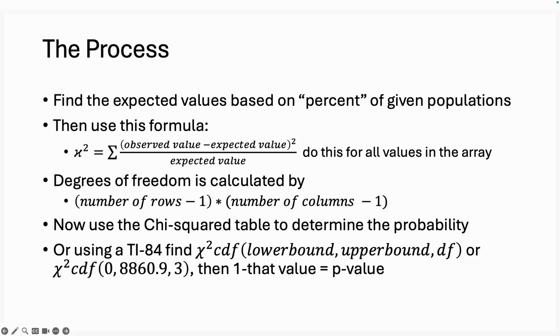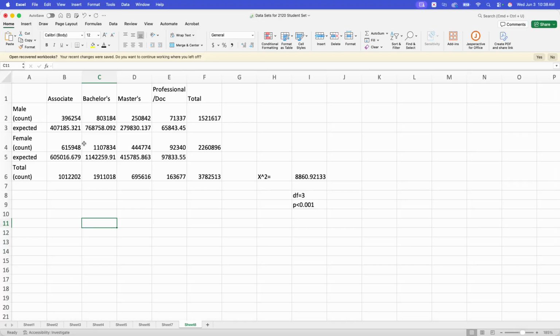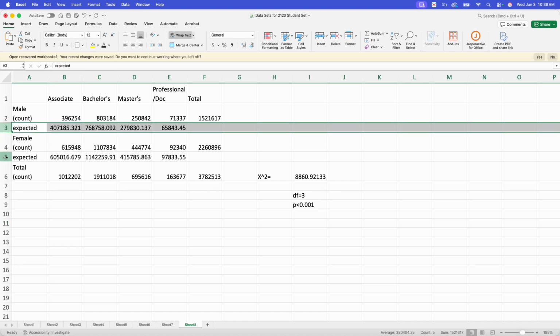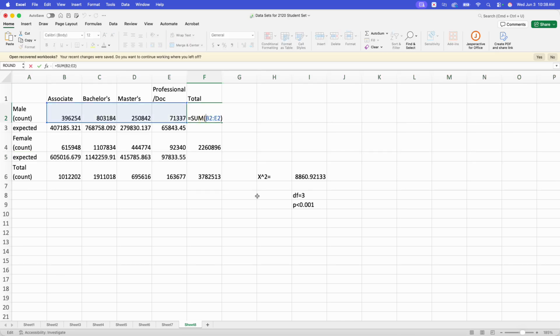At least I think we will. Oops. Let's see here. There we go. There's the spreadsheet. Now, what I did in the spreadsheet here is I actually found the row 3 and row 5 here, and these are the expected values based upon percentages. So what I'll do here is I'll click on this value right here.